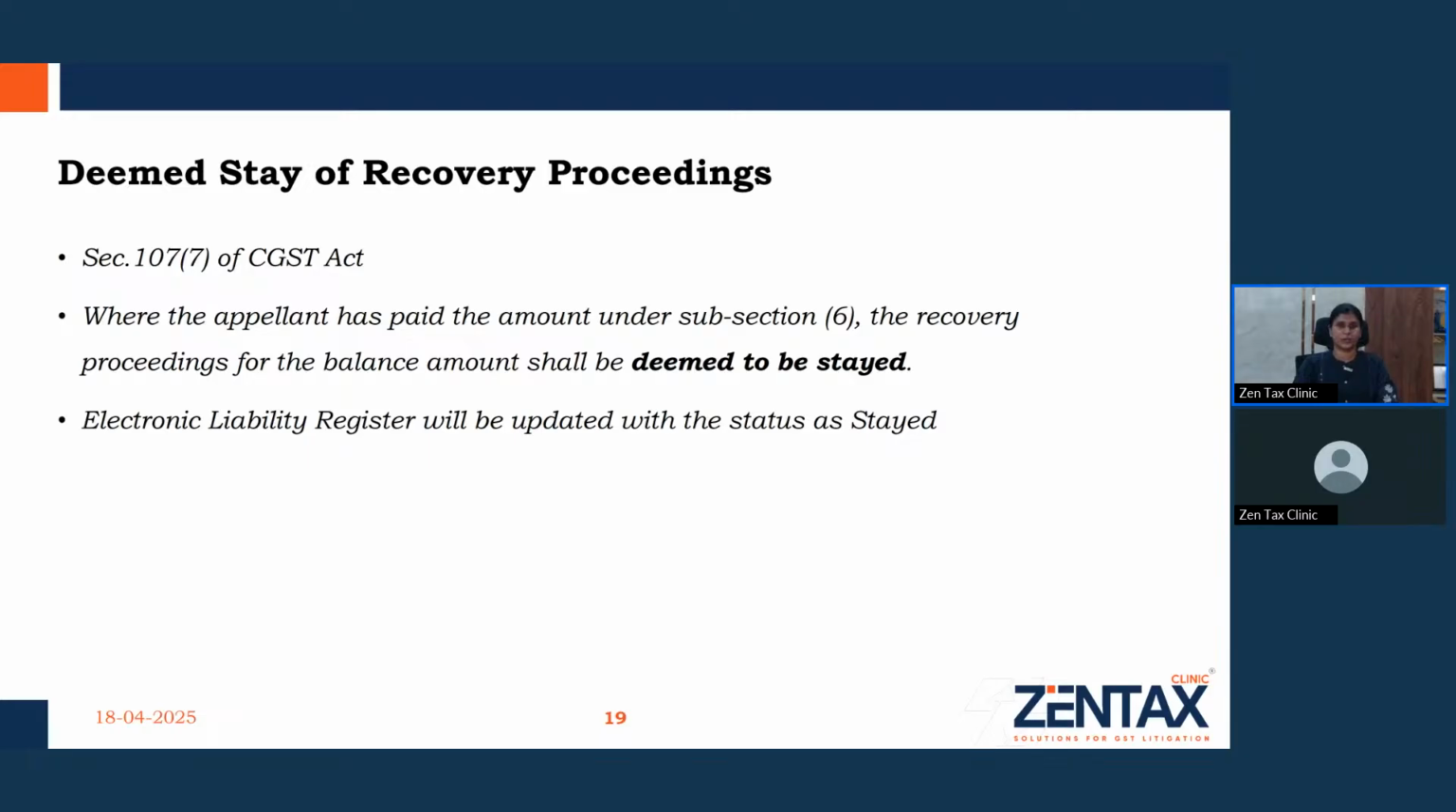Once we have filed the appeal, the electronic liability register will be updated as stayed in the portal. That is, once we file the appeal, the balance amount will be stayed. That is, the recovery proceedings will not be initiated against such taxpayer. We can find in the electronic liability register that our appeal will be admitted, and it will be updated with the status as stayed.